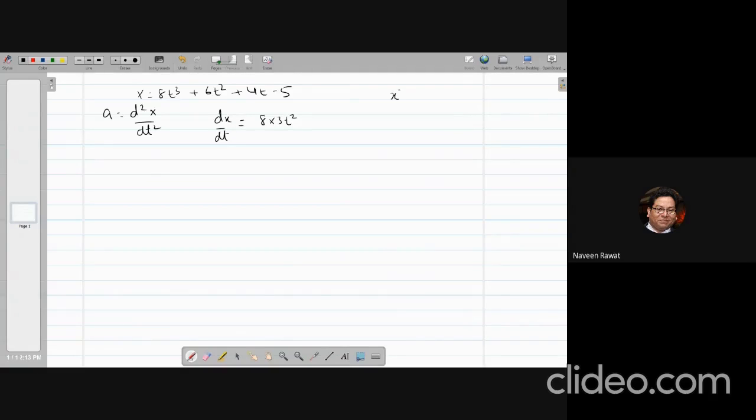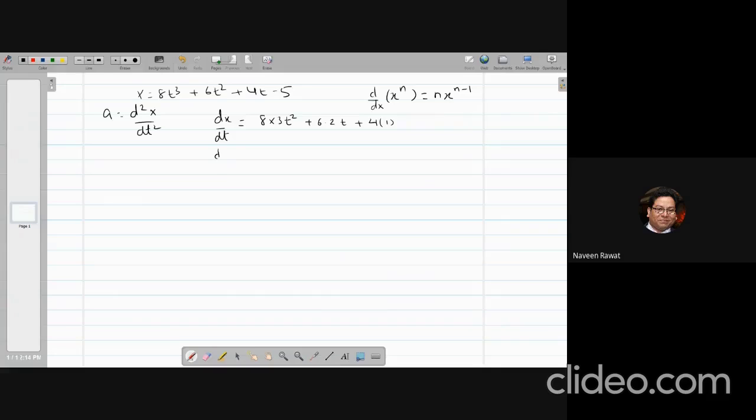All you have to remember is that if you are taking the derivative of any function x raised to n, you get n times x raised to n minus 1. That's all we need to remember. You have 8 times 3, and t raised to n minus 1, so you get t squared. Similarly, here you will get 6 times 2, and then a value of t. And then you will get 4 times 1, and the last one is the constant, so you get 0.